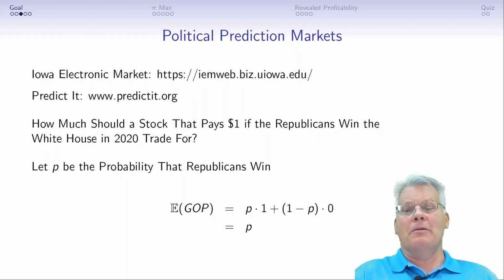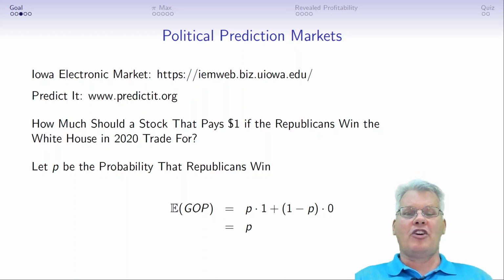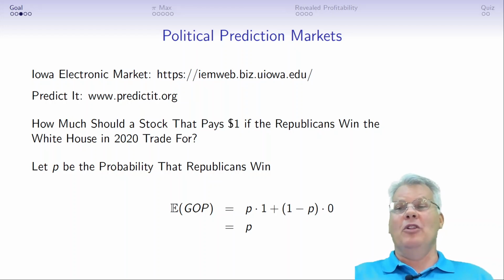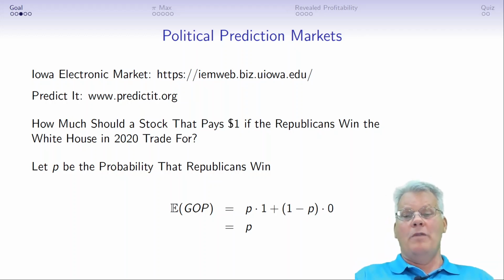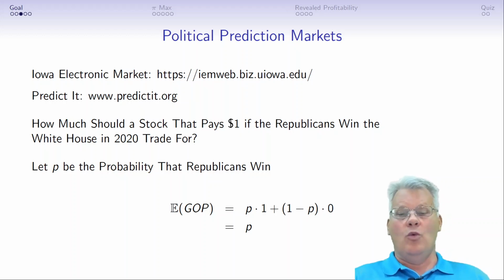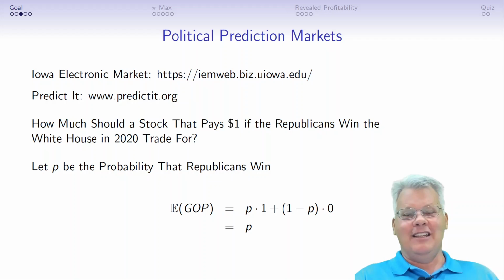So if P is the probability that Republicans win, we take the payoff if Republicans win, which is $1, multiply it by its probability of occurrence, and if P is the probability that Republicans win, 1 minus P is the probability that Republicans lose. So 1 minus P times 0, because the stock would be worthless if the Republicans didn't win. You simplify the math, the expected value of this stock is the market's best guess that Republicans win.